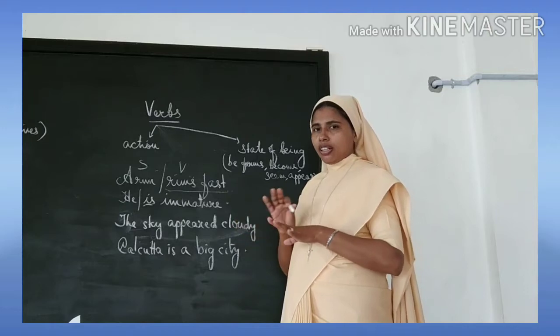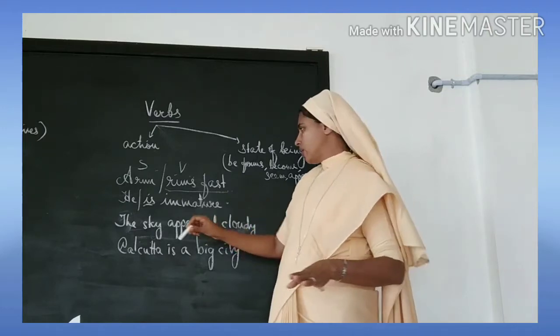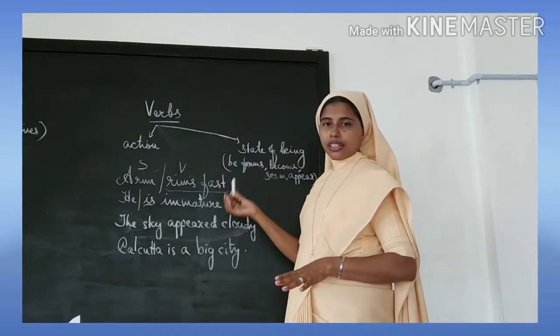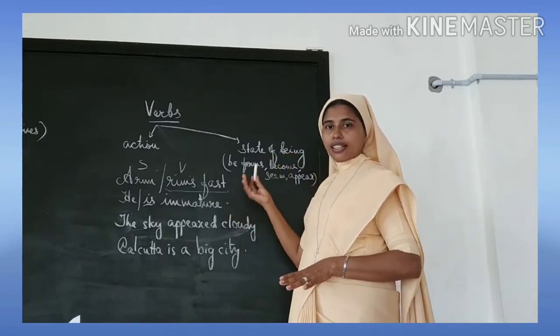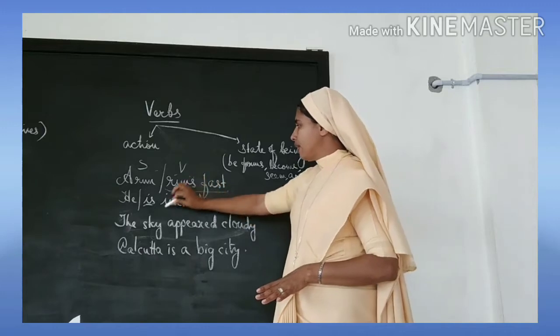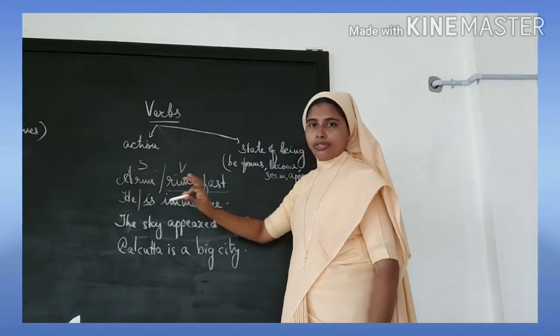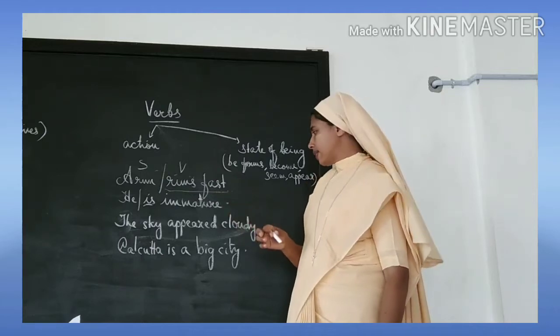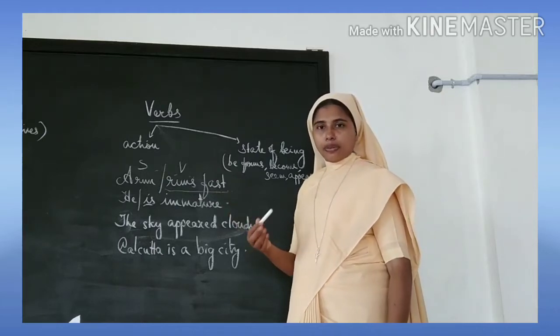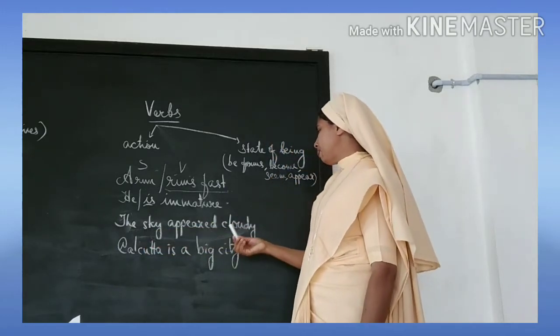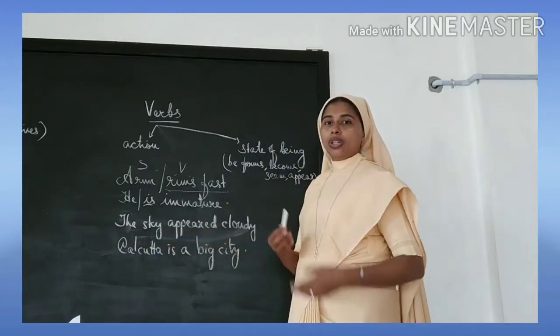That means he is in that state. So this is called state of being. The verb is in the category of state of being. It tells us of a state of being of this he. So all the be forms of verbs are state of being. And next one, the sky appeared cloudy.